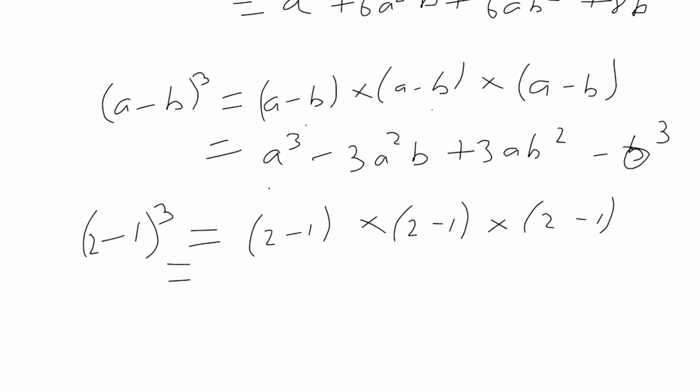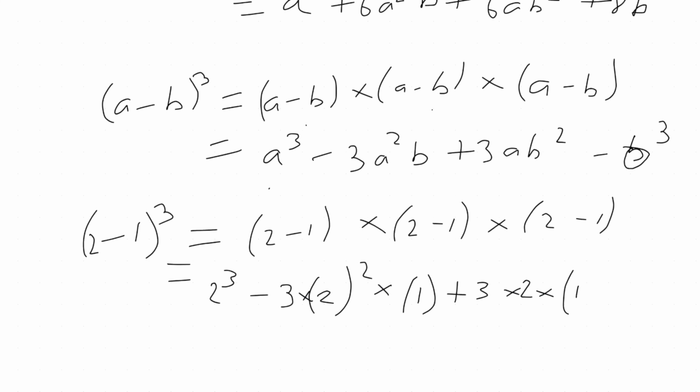What comes next? 3 multiplied by the square of the first term, multiplied by just the second term, which is 1. Plus 3 multiplied by the first term, which is 2, and then you multiply it with the square of the second term, 1 square.